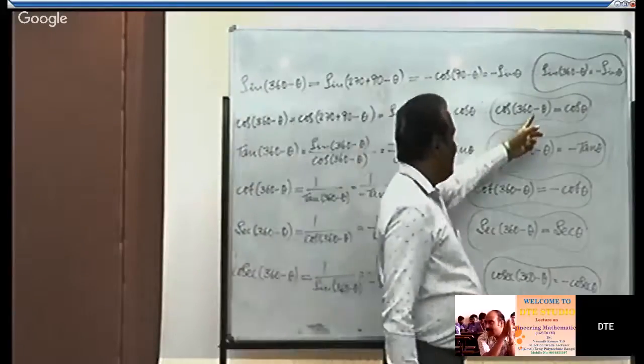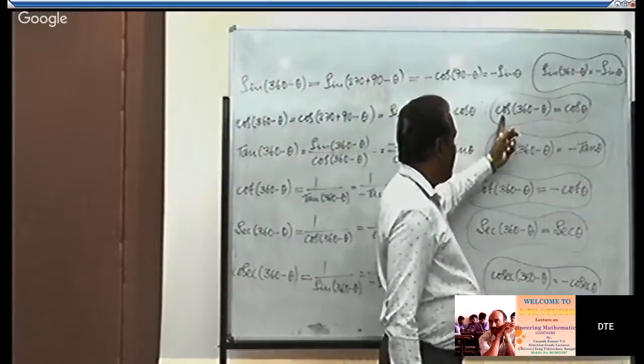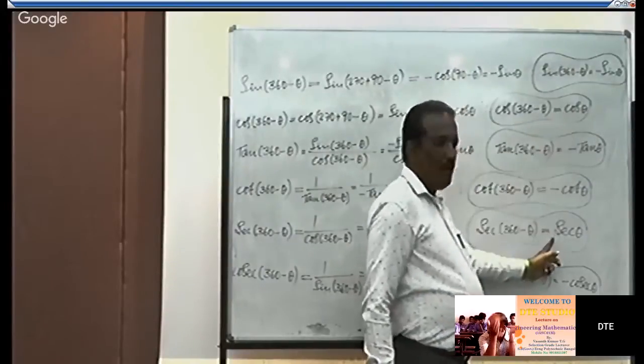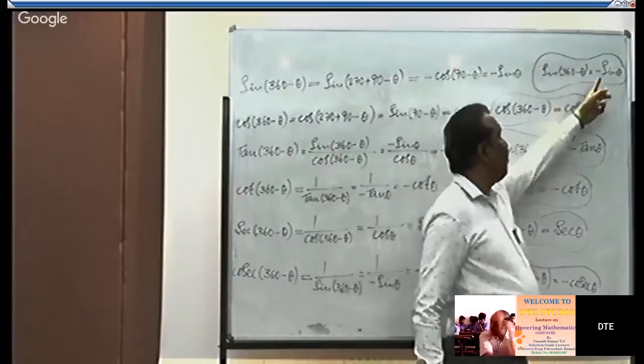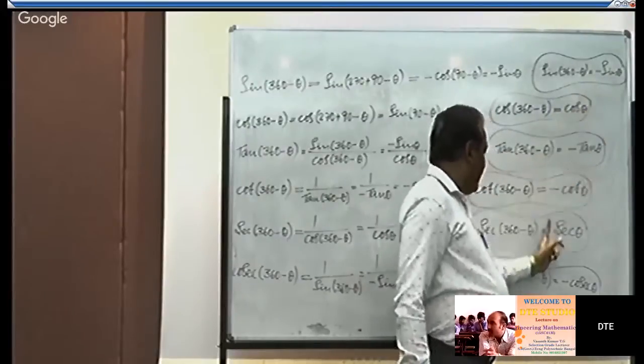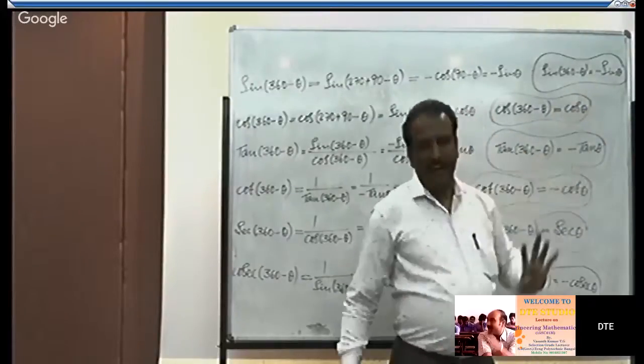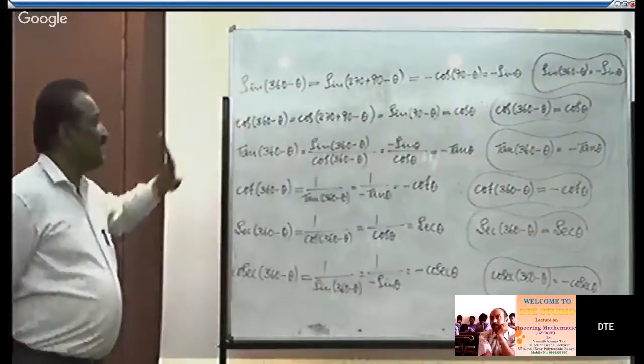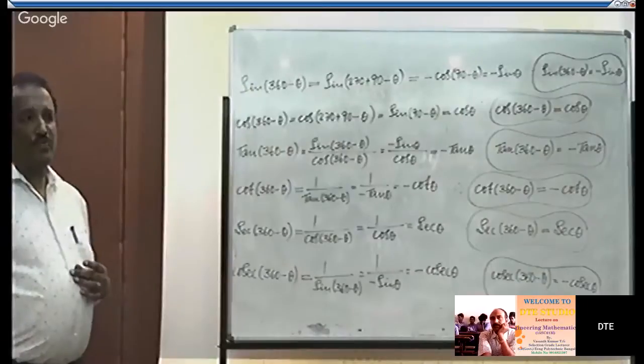That's why when 360 minus theta is connected to cos and secant, the results obtained on the right hand side are positive. The remaining 4 results take a negative sign on their right hand side. So this is how we are connecting 360 minus theta with those of theta.